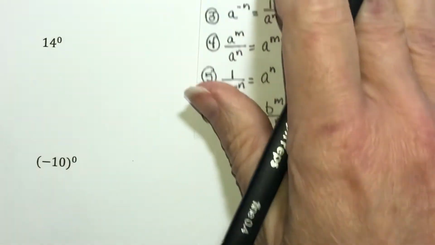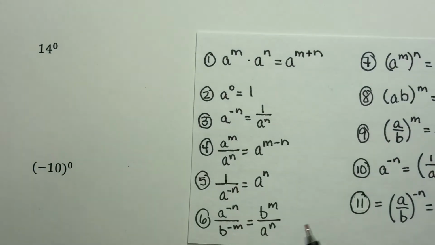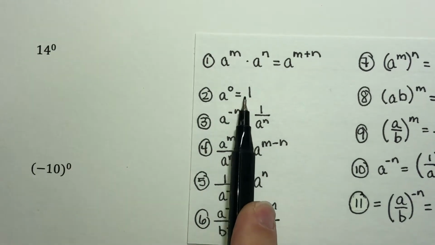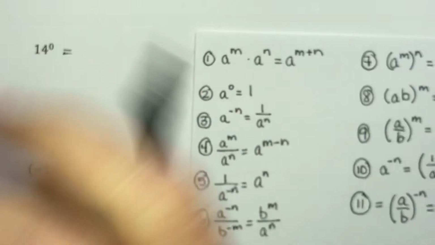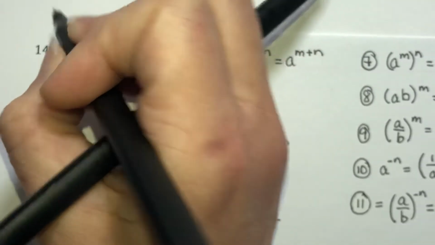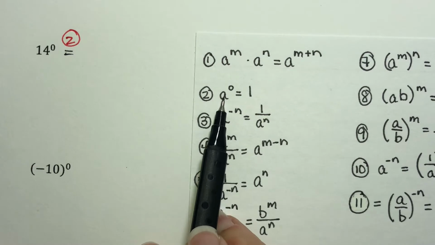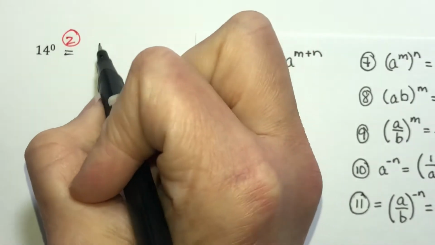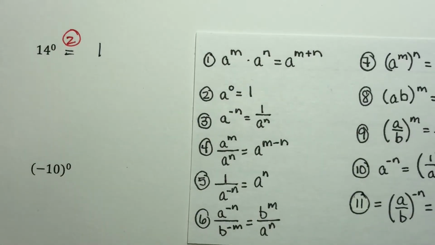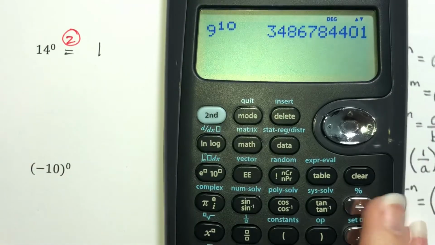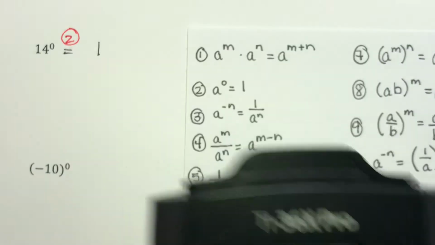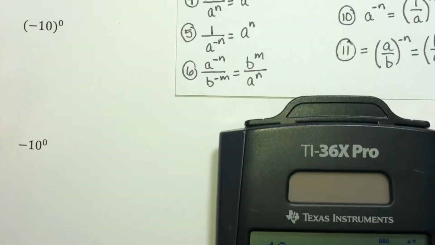Okay, so let's look at 14 to the 0 power. I have my property that deals with the 0 power, which is number 2. So I'm going to use property number 2. It says a number or a variable raised to the 0 power is 1. So this is 1. That's it. You don't have to think about it. If you use your calculator as well, 14 raised to the 0 power is 1. It helps.